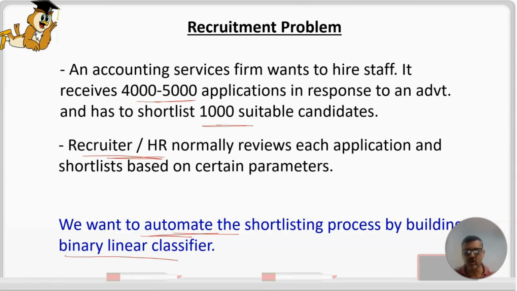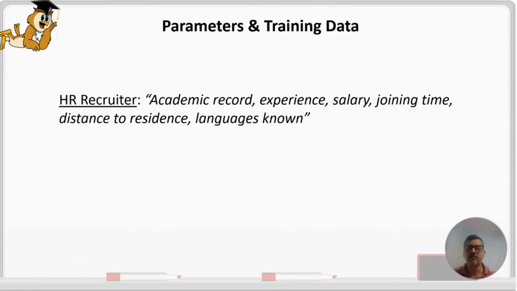This is a real life problem, like I said, and let's see how we would approach this, how we would formulate this problem. Okay, the first thing, of course, parameters and training data, right? So you go and ask the HR recruiter, what are the parameters he looks at, right?